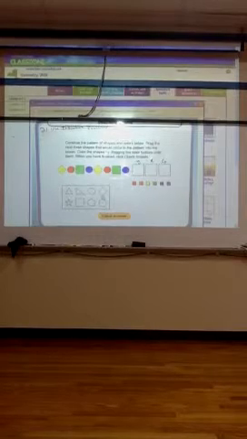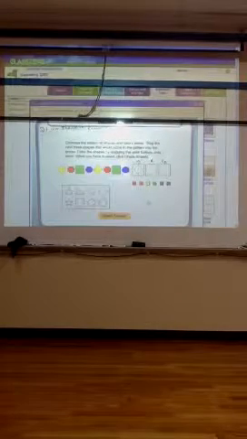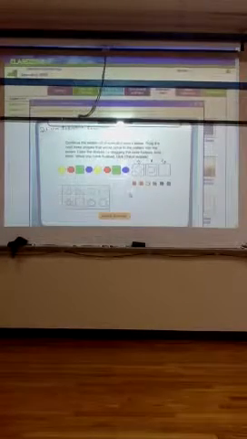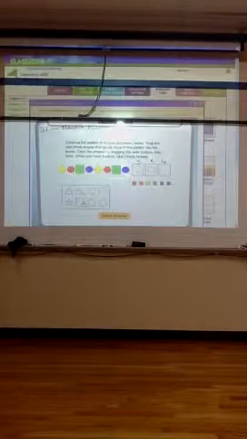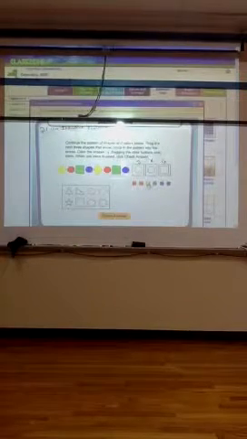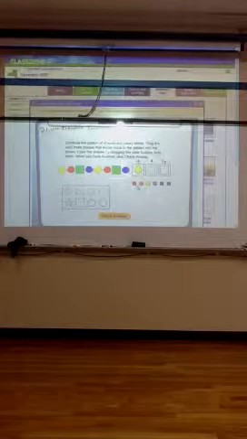Yep. Red is a circle. And green is a square. And it was yellow, red and green.